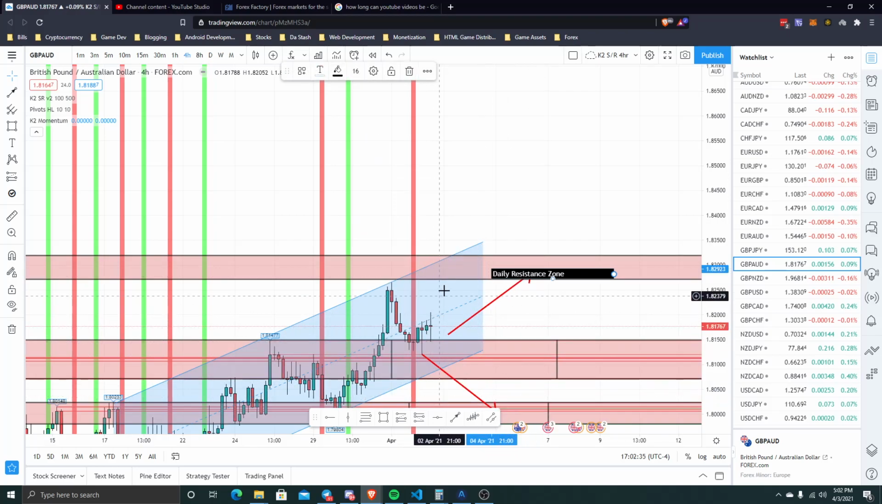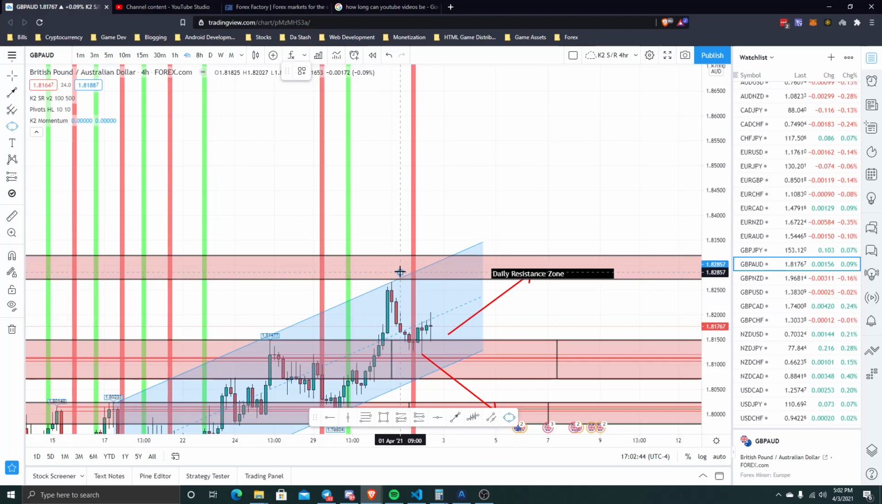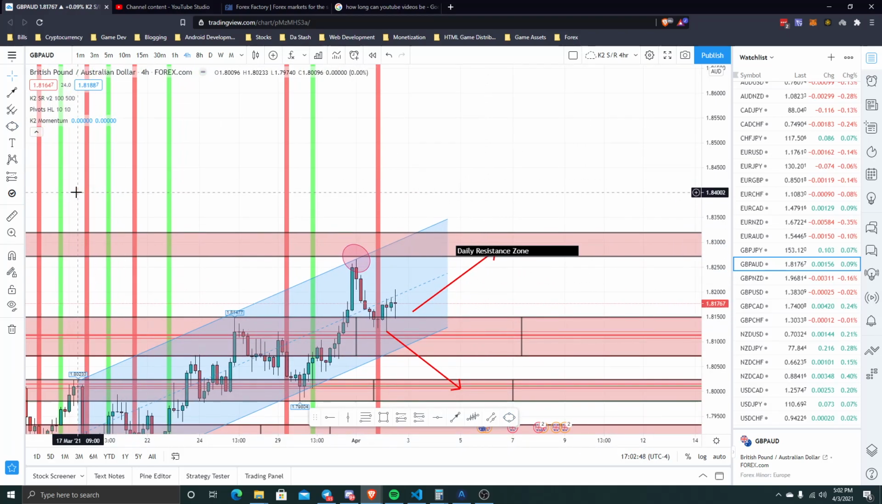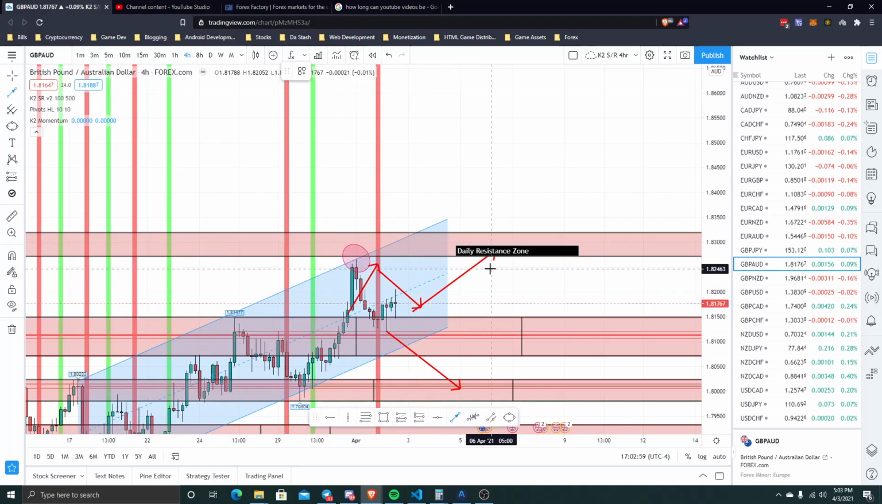Price is probably going to bounce off this daily resistance zone like it did right here. Or better yet, it might even consolidate right here within this next week until that AUD news comes out.